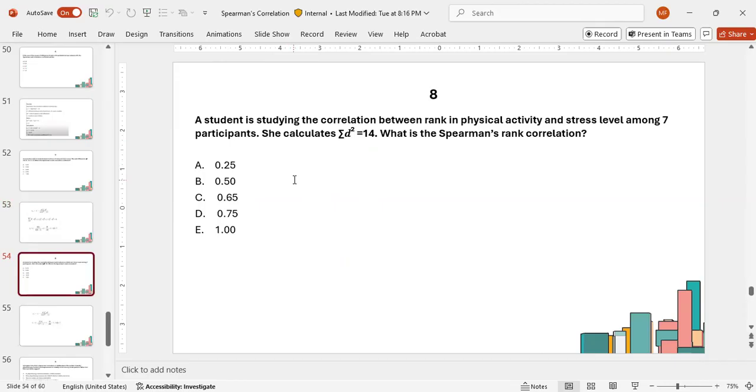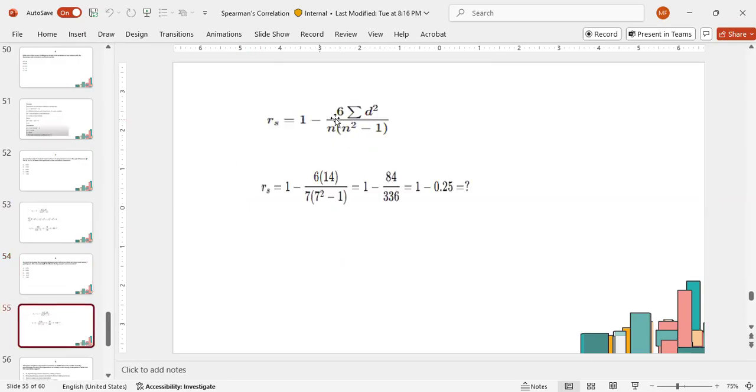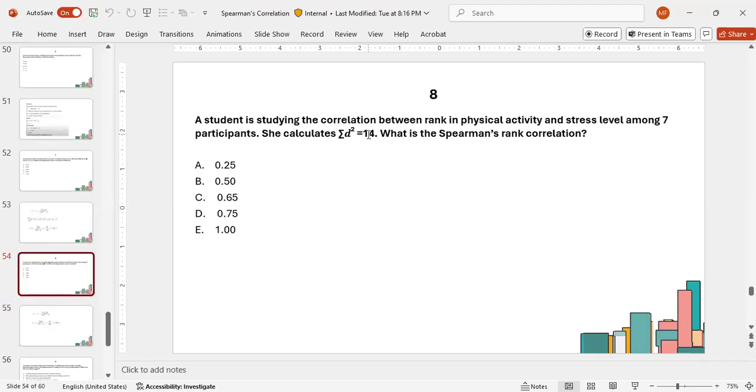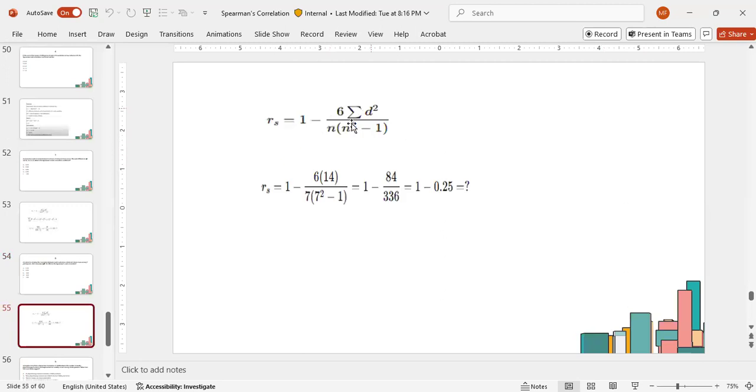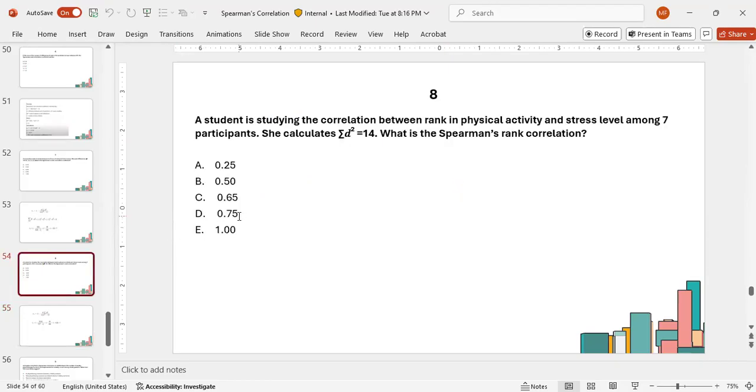The next MCQ is: a student is studying the correlation between rank in physical activity and stress level among 7 participants. She calculates sum of D square is equal to 14. What is the Spearman ranks correlation? Alpha 0.25, beta 0.50, then 0.65, 0.75 and then 1. For calculations, again we have this formula. We have the sum of D square equal to 14 and total number of observations were 7 because participants are 7. Substituting these values into the formula, you get the final answer of 1 minus 0.25 is equal to 0.75. So delta would be the answer.